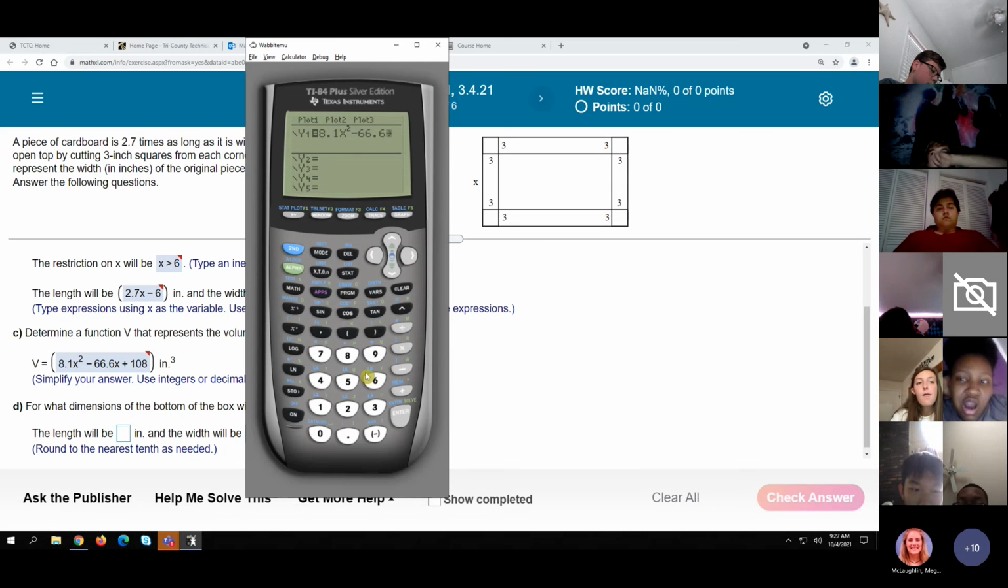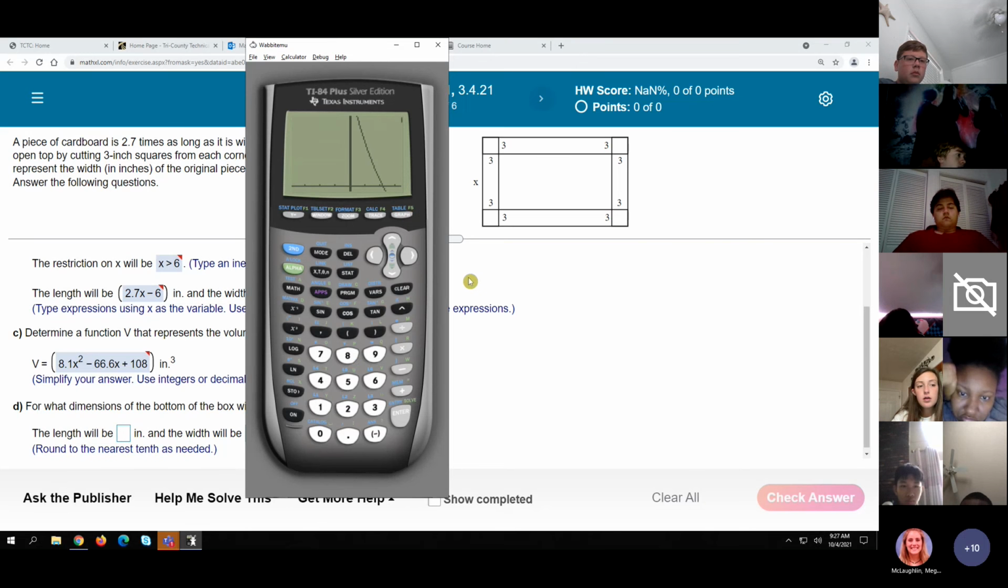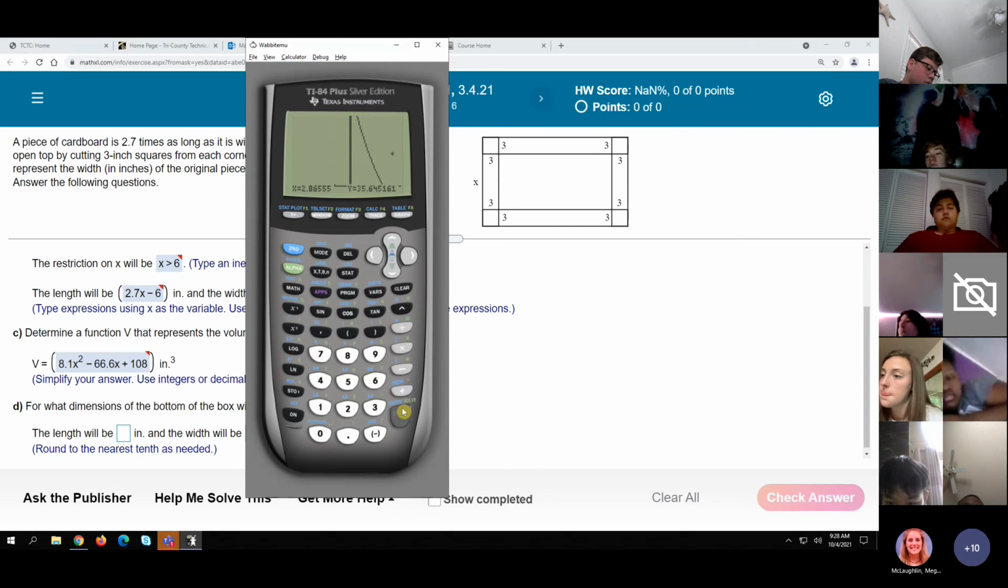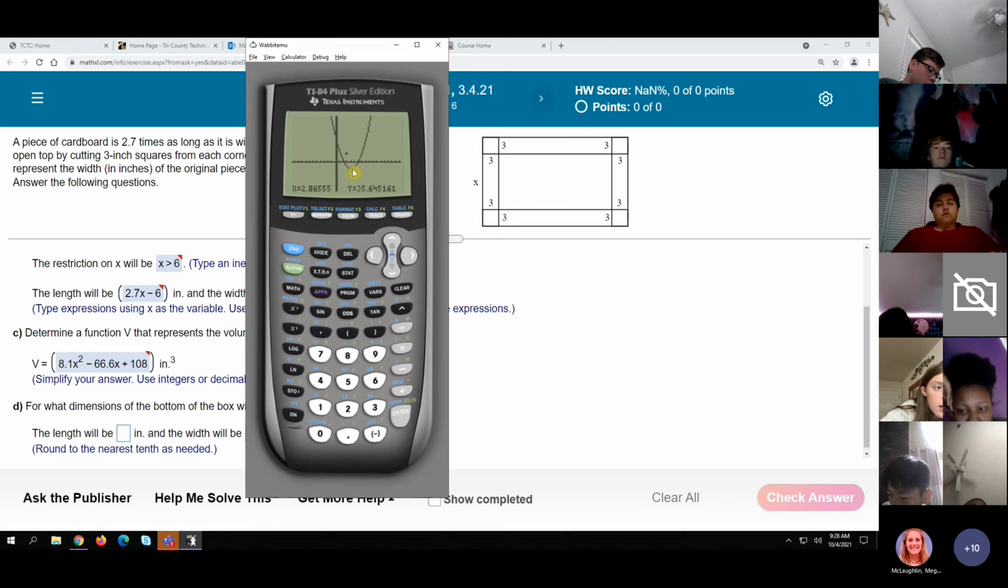X plus 108. Graph. And that looks like, let's zoom back and see what it looks like, so we can get some kind of orientation on it. All right, there it is. So there's our lowest point right there.